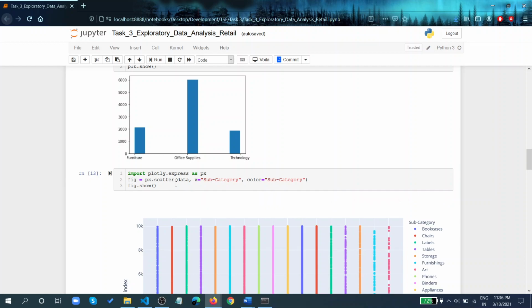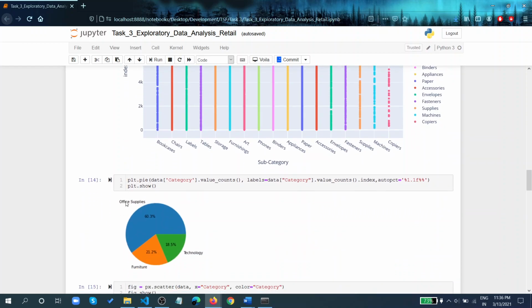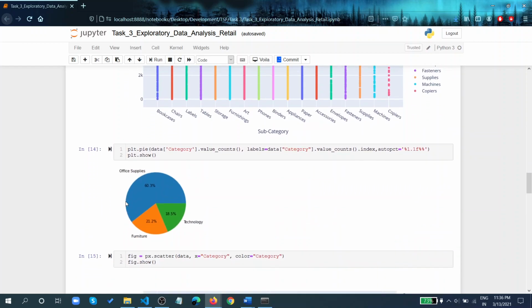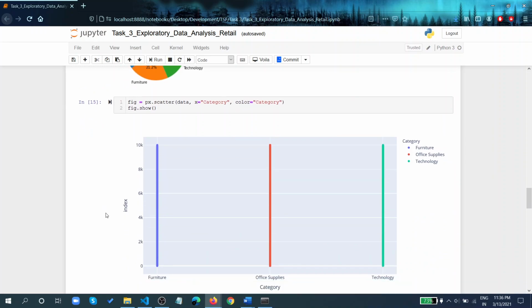Next we are using Plotly Express to visualize the subcategories. So here are the subcategories and here is the visualization for them. As I hover over the graph, it increases and shows us the value of the subcategory, the exact value of what the subcategory is denoting. Next, there is a pie chart of the category for office supplies, furniture, and technology. Next, again there is a scatter graph that shows the category.